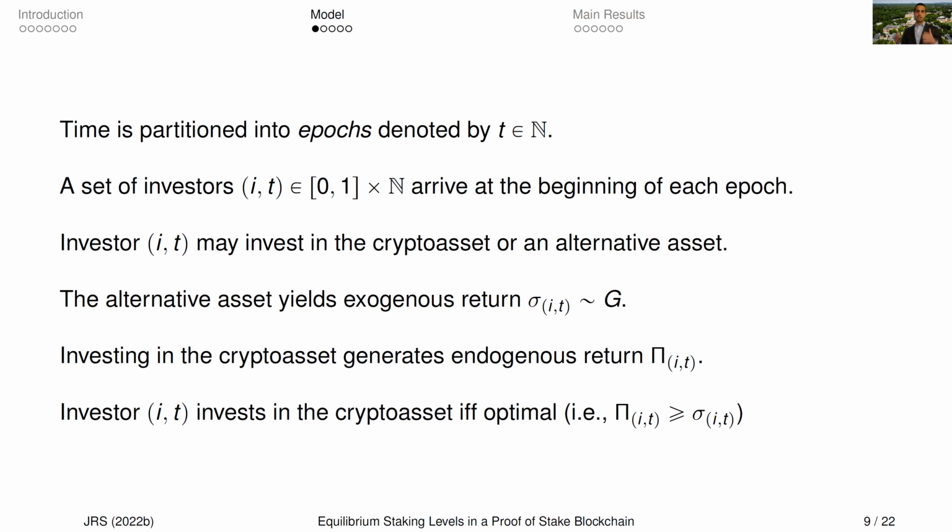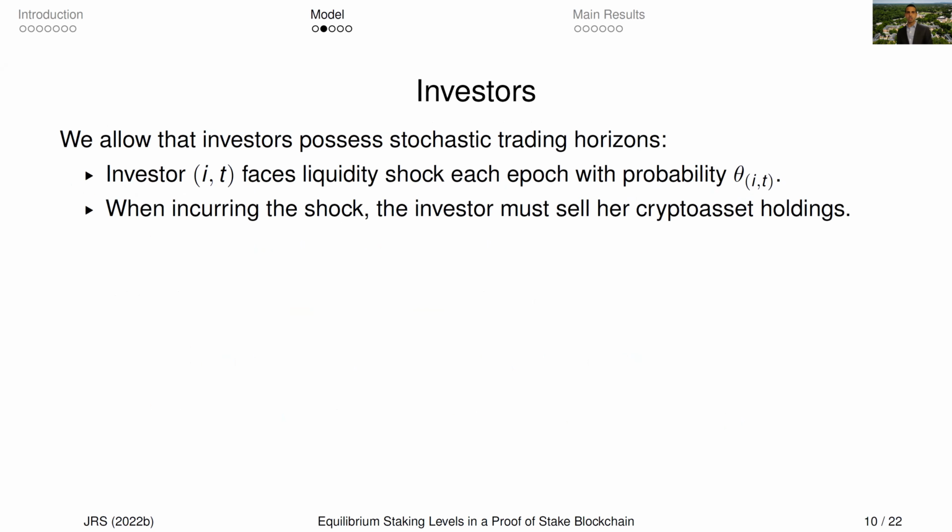Again, from the perspective of security, you want people to be deciding to invest in this base crypto asset, because that is what is going to secure the blockchain. If everybody is deciding to pursue their alternative investment opportunities, then this blockchain is going to be highly insecure. Okay, so how do we model investors? First, we allow that investors have stochastic trading horizons. What do I mean by that more formally?